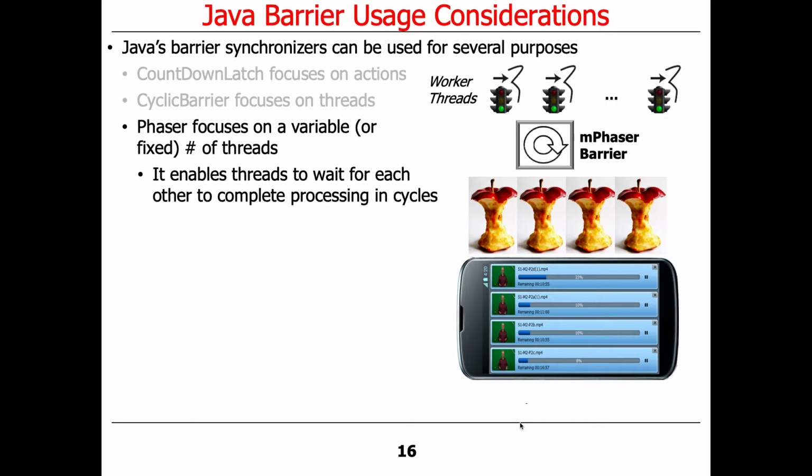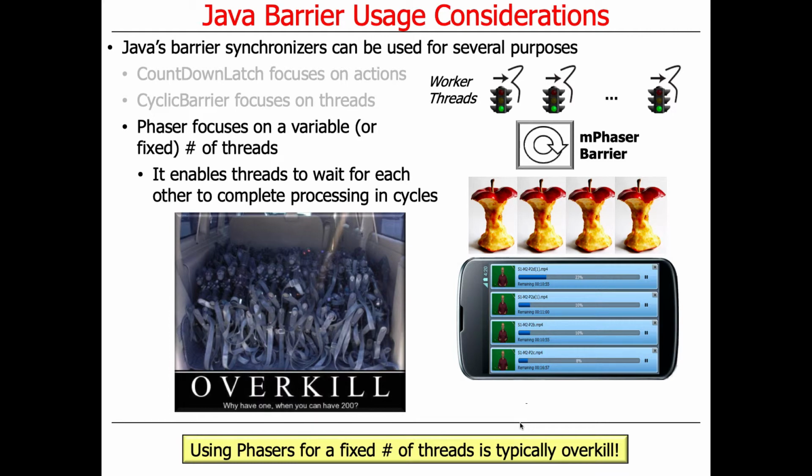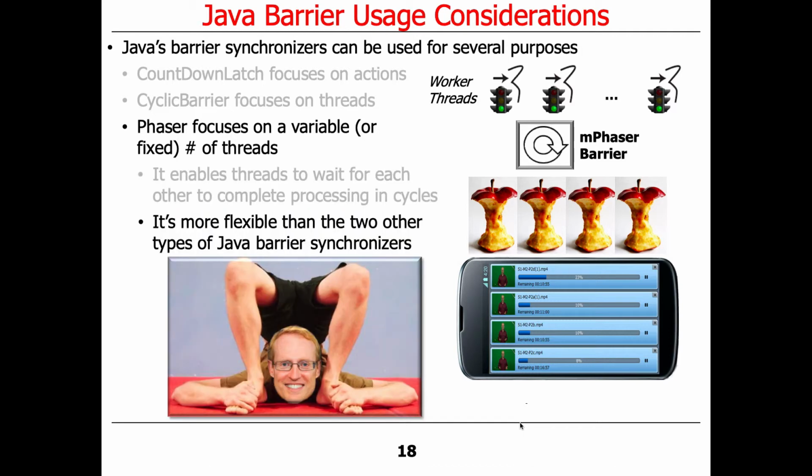Phasers are a bit more flexible because they can be used to wait for a variable number of threads as opposed to a fixed number of threads. Of course, you could use it for a fixed number of threads where it's just n, but it's more interesting when you use it for a variable number of things because that use case is not well suited for cyclic barriers. Once again, you can use it for processing things in cycles or a one-shot type of use case. As I said before, it's probably overkill to use phasers for fixed numbers of threads. Cyclic barriers work much better there.